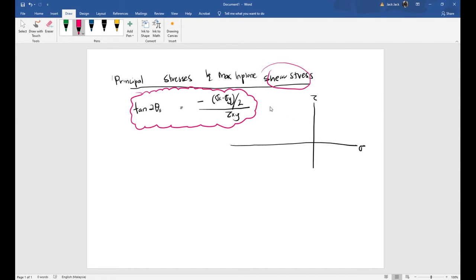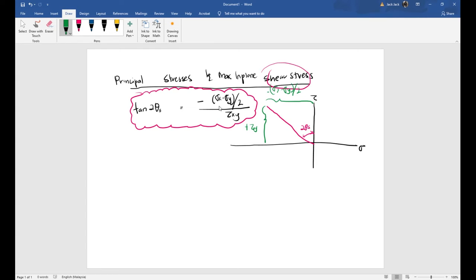We draw a straight line like this, and then this is your 2 theta s. You can refer to this equation: tangent 2 theta s. The height here is positive tau xy, and the horizontal length is equal to minus, be careful, minus (sigma x minus sigma y) divided by 2.